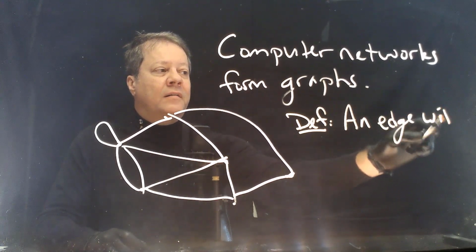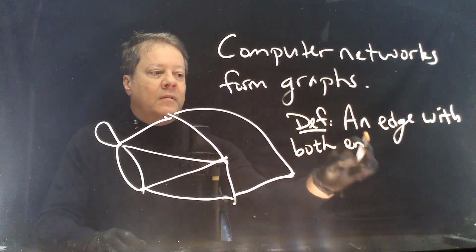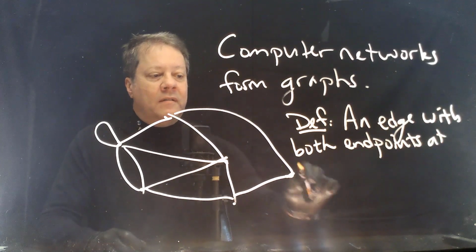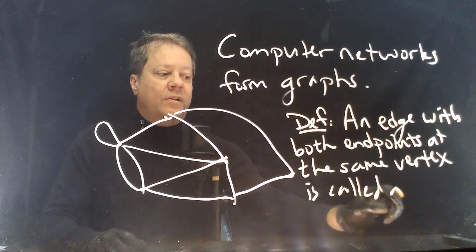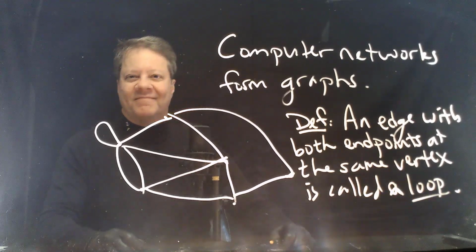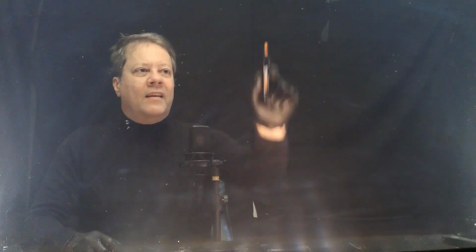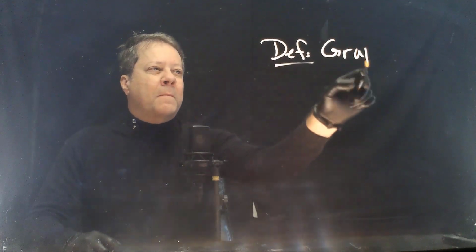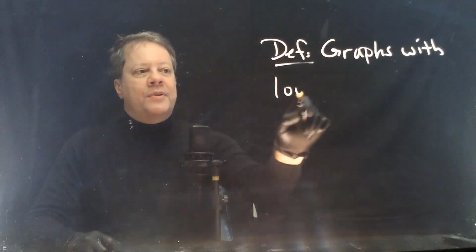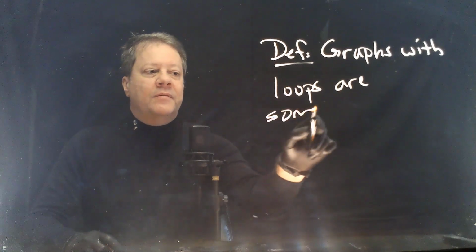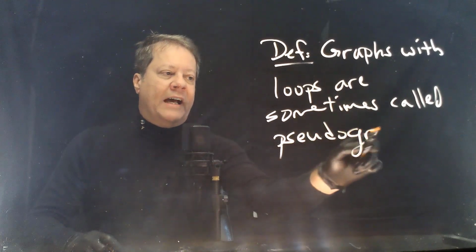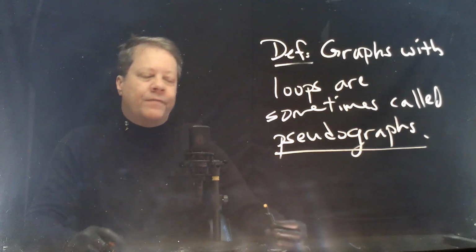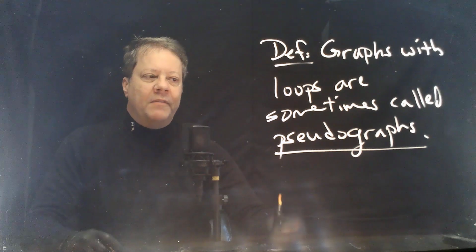By the way, an edge with both endpoints at the same vertex is called a loop. So here we have a loop right here. However, graphs with loops are sometimes called pseudographs. Pseudo being a prefix that means false. So sometimes we look at strict graphs with no loops. If it has a loop, it's called a pseudograph.